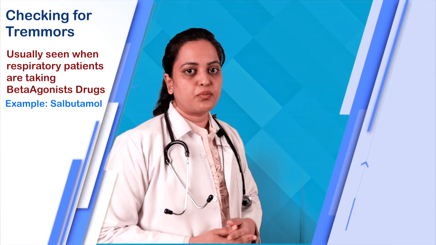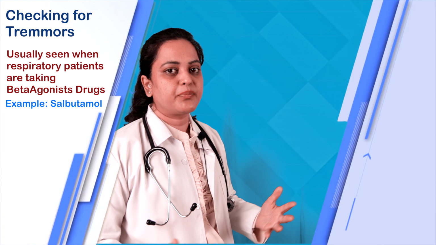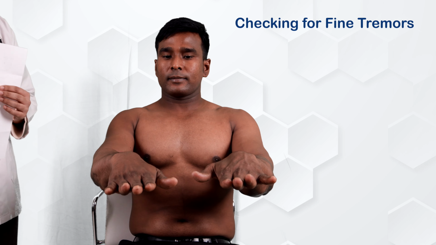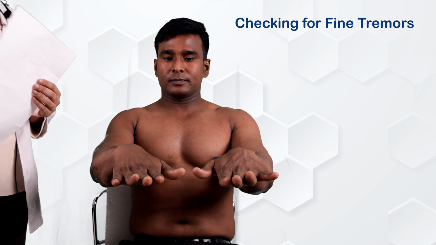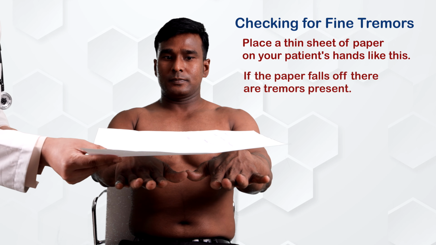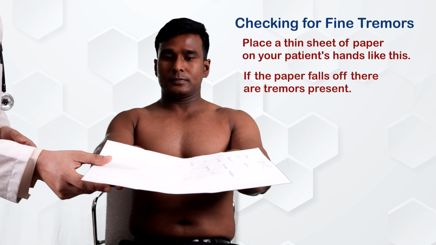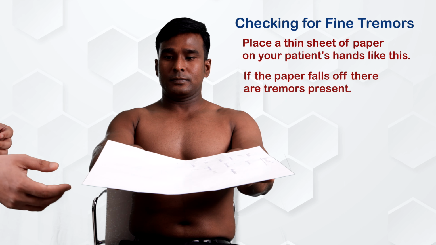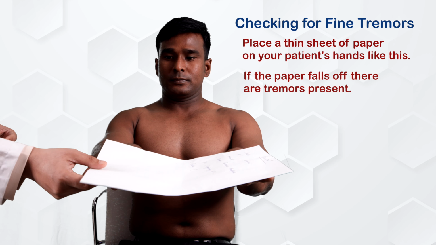Tremors are present when usually respiratory patients are taking beta agonist drugs, like for example salbutamol. So then I've got this paper. Keep your hand like that, and I'm going to check for fine tremors. So we place a thin sheet of paper, and if the paper tends to fall off, that means there are tremors present. Okay, put your hand down.